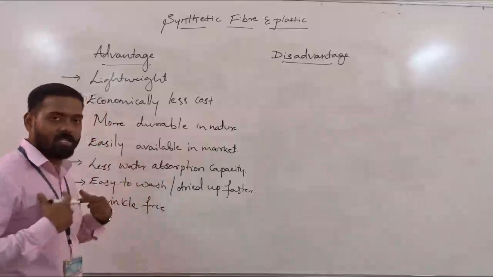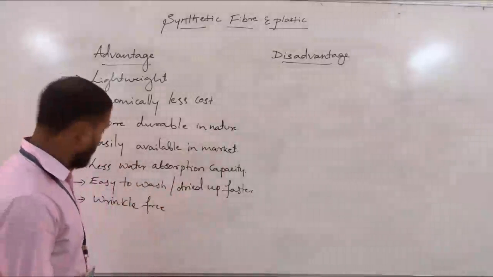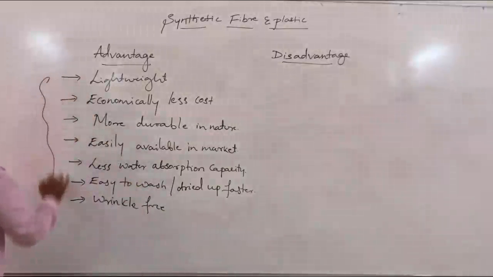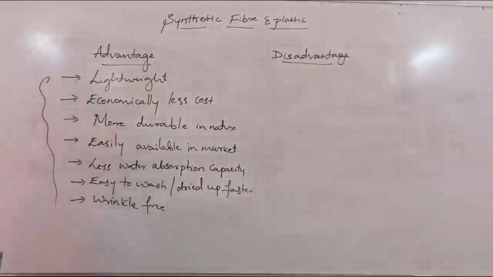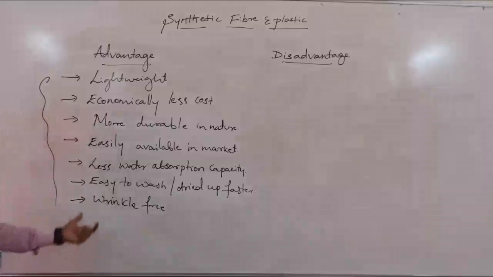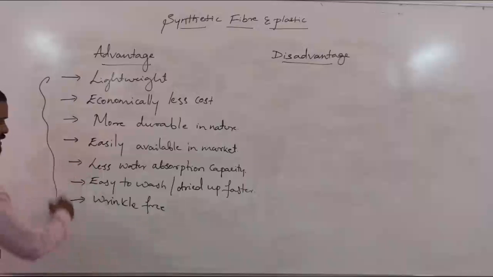Okay, that means nowhere else can you find that it shrinks. That is the main thing. It's wrinkle free. So these are the main advantages. Apart from that, you can see many advantages. Insects will also not attack. Synthetic fiber will not get spoiled because it's made purely of chemicals. These are the main advantages of synthetic fiber.